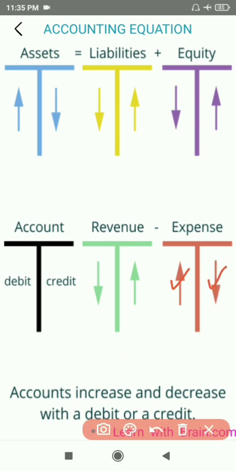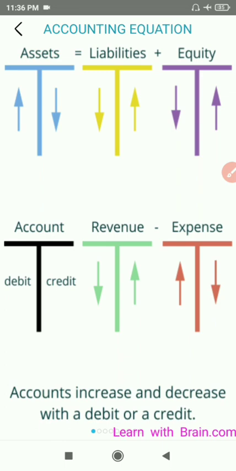So these are the accounting rules. So what is the accounting equation? The accounting equation is assets equal liabilities plus equity. Now we have discussed the assets rule, liabilities rule, equity rule, revenues and expenses. Now we will discuss examples. Before going to the examples, we know that debit always equals credit.